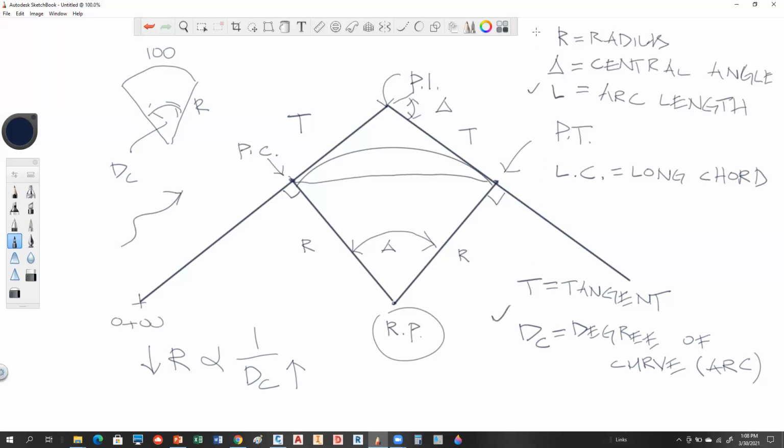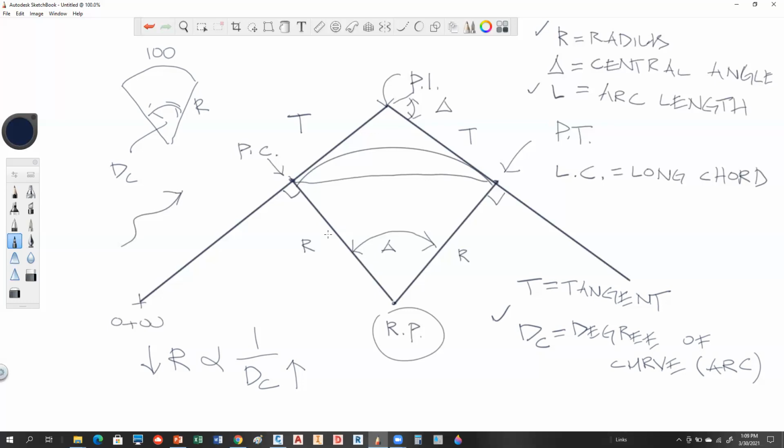Surveyors, we like to use this because it's a lot more straightforward. The reality is they're kind of the same thing. The only difference is that the radius is a distance that defines this curve, and the degree of curve is an angle that defines it. I like to think of degree of curve as the radius in terms of an angle as opposed to in terms of a distance, okay?